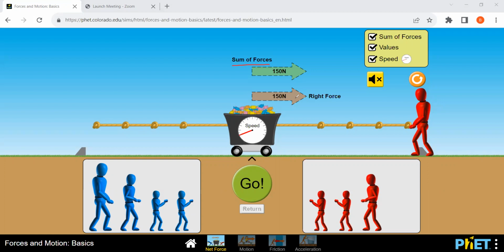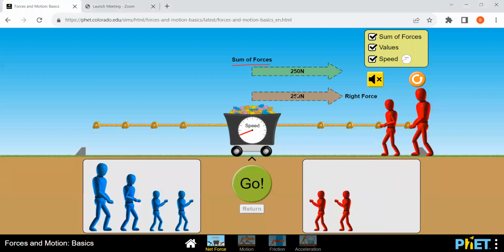Now if I add one more robot here, you will see that the bigger one applies 150 newtons and the smaller one applies 100 newtons. So now the net force, or the sum of forces, is 250 newtons, and because both forces are directed to the right, the net force's direction is also to the right.